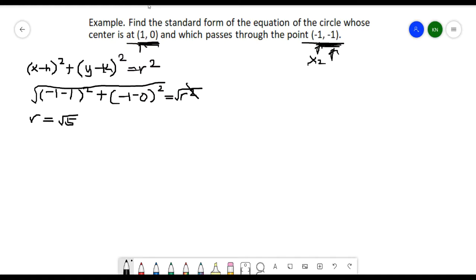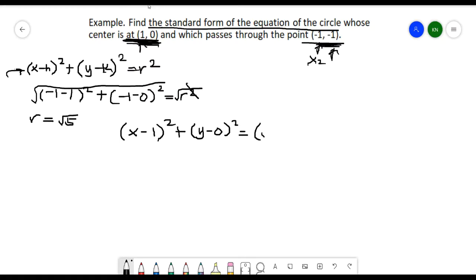So meaning to say we already got the radius. Now we need to find the standard form of the equation of the circle. So we need to put it back to this equation. So we know that the center is 1 and 0, meaning to say 1 is the h and 0 is our k. So again, we have x minus 1 squared plus our k, which is y minus 0 squared, is equivalent to square root of 5 squared, right?